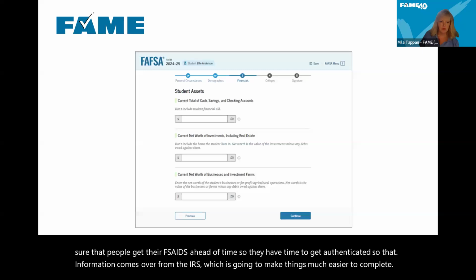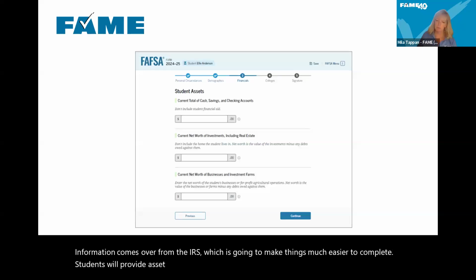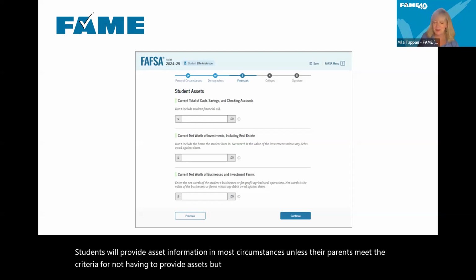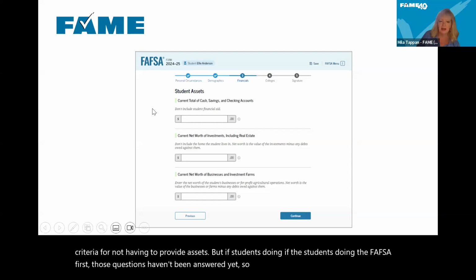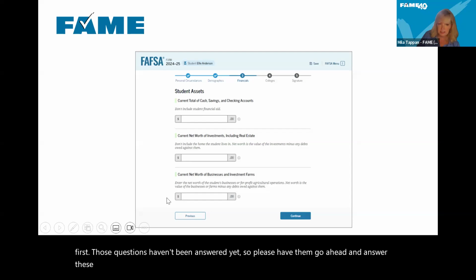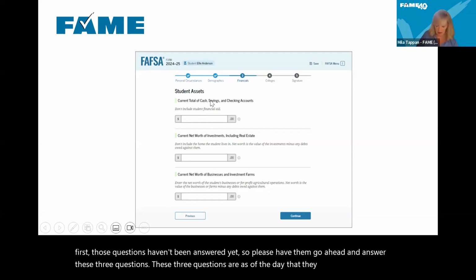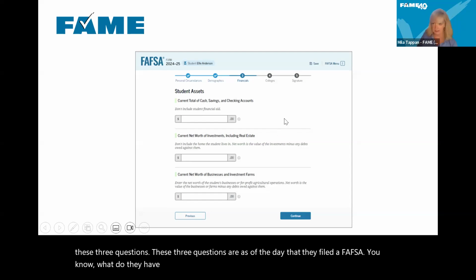Students will provide asset information in most circumstances, unless their parents meet the criteria for not having to provide assets. But if the student is doing the FAFSA first, those questions haven't been answered yet. So please have them go ahead and answer these 3 questions. These 3 questions are as of the day that they file the FAFSA. You know, what do they have in cash, savings, and checking, for example.